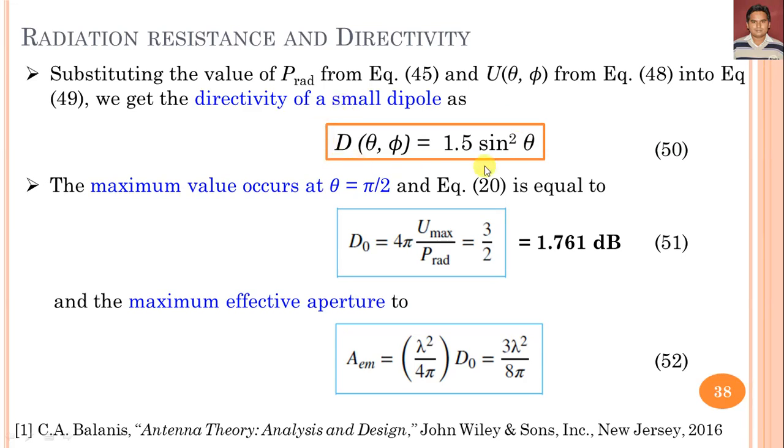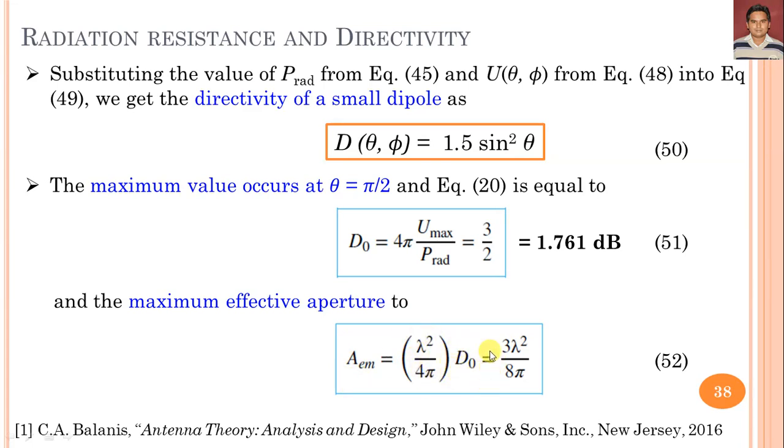Here you can see the directivity for a small dipole and an infinitesimal dipole is the same. There is no difference in the directivity, and the maximum value occurs at theta equal to pi by 2. Then from equation 50, we get D_0 equal to 3 by 2, which is equal to 1.5. So we can say the maximum directivity is also the same in the case of the small dipole antenna, and the maximum effective aperture we can calculate, which is equal to lambda square upon 4 pi.